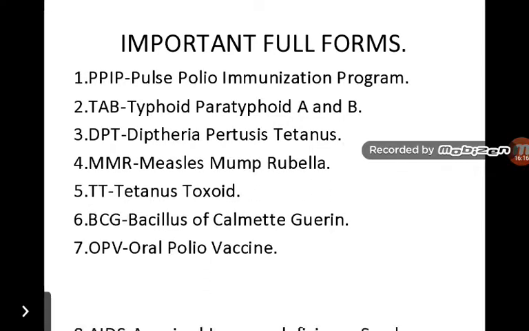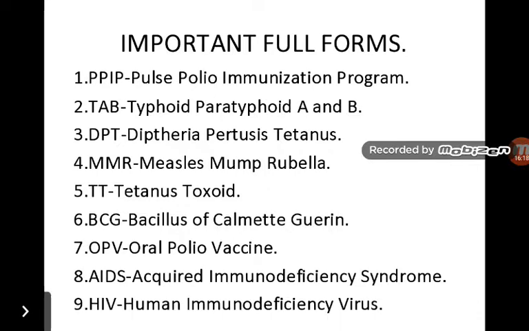Important full forms you need to know. First, PPIP. Full form is Pulse Polio Immunization Program. 2. TAB. Typhoid, paratyphoid A and B. 3. DPT. Diphtheria, pertussis, tetanus. 4. MMR. Measles, mumps, rubella. 5. TT. Tetanus toxoid.